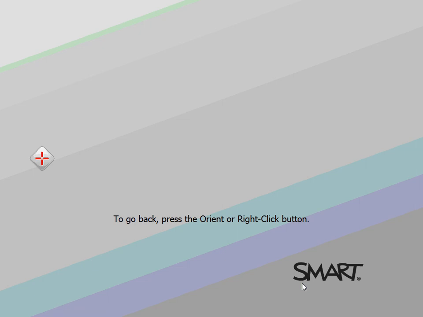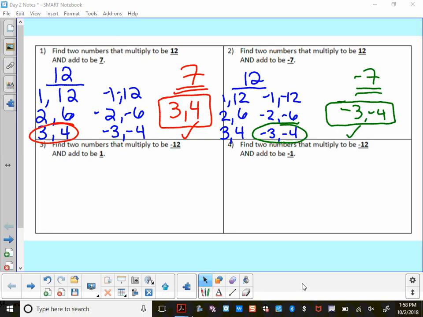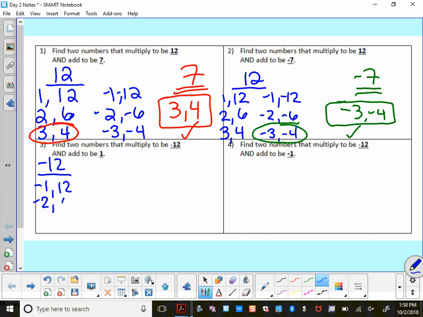I want you guys to try number 3. So we need two numbers that multiply to give us -12. So I just need one set of negatives. On the other side, I'm going to flip it. And I need to add to give me 1. Okay, which one would it be? Which one adds to give me 1?